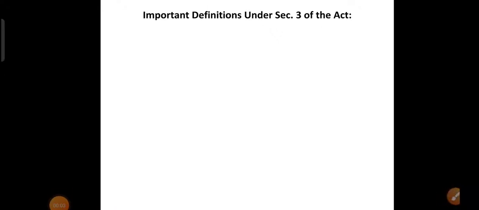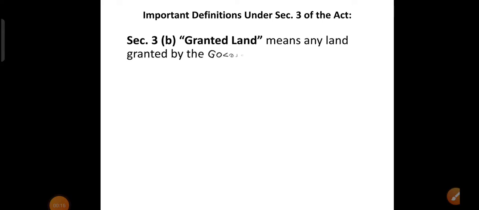Hello and welcome everyone. So again we will further move ahead with the important definitions under section 3 of the Karnataka SC/ST PTCL Act. So first we will deal with section 3, that is granted land.